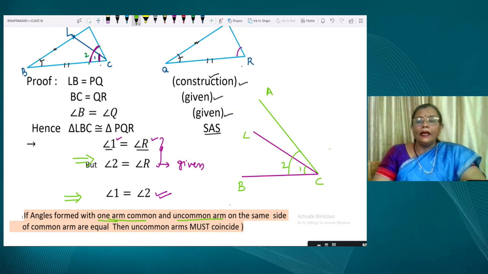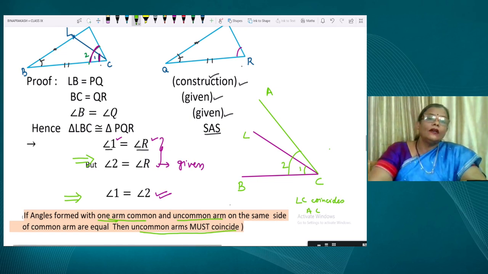Isn't it so that LC and AC are on the same side of BC? They are on the same side of BC. And if you have the angles formed in such a situation, that is, the uncommon arms with the common arms make equal angles, they are making equal angles. They say that it will happen only when they coincide.